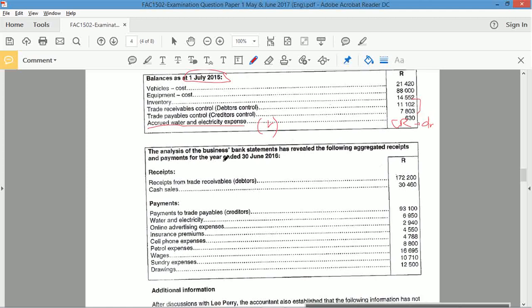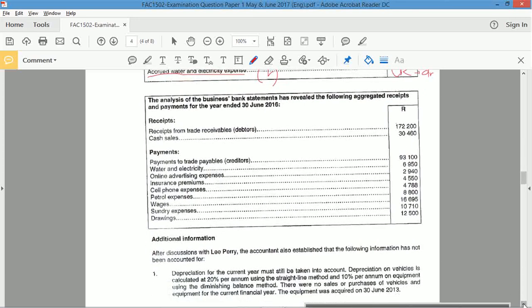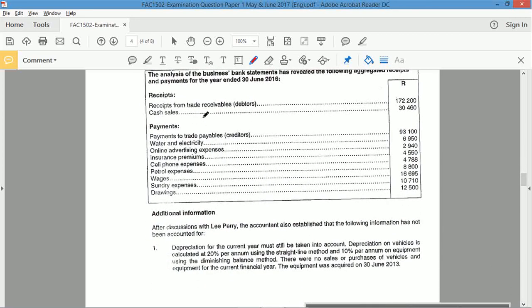The analysis of the business's bank statements has revealed the following aggregated receipts and payments for the year. So these are looking at receipts and payments. What do we have here? Receipts from trade receivables. So what is that going to do to my debtors?